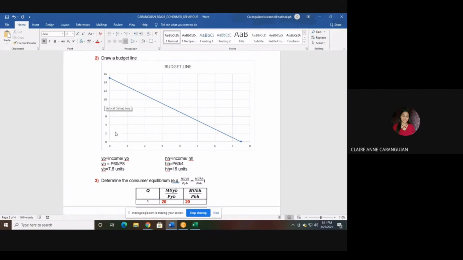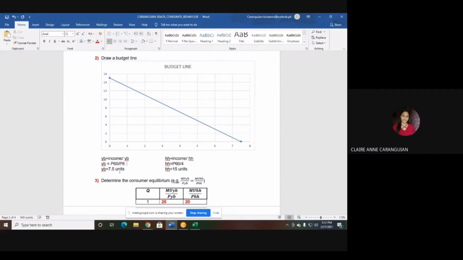So, x-axis and y-axis. Yung y natin is halo-halo at 15 units, and yung x natin is the Yum Burger. So, paano ba natin nagagawa to, or paano tayo gagawa ng budget line? So, 60, the income, divided by 8 is equal to 7.5 units. So, sa budget natin na 60, pwede tayong makabili ng 7.5 units ng Yum Burger.